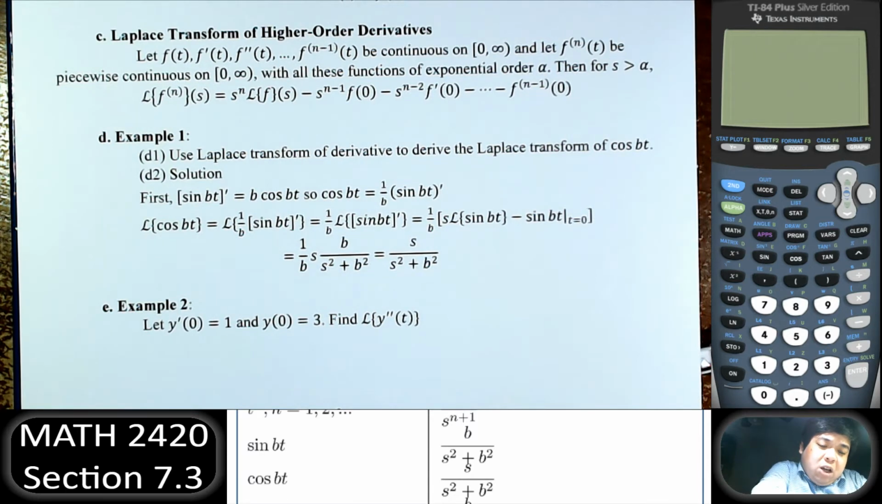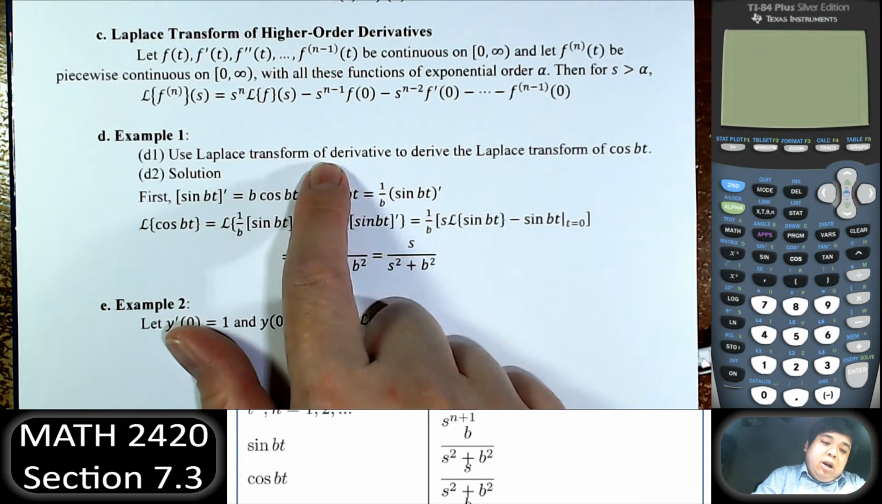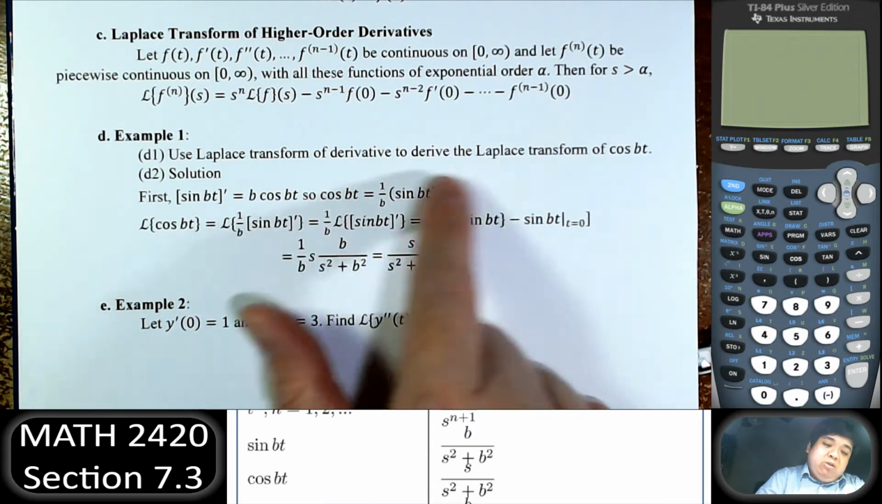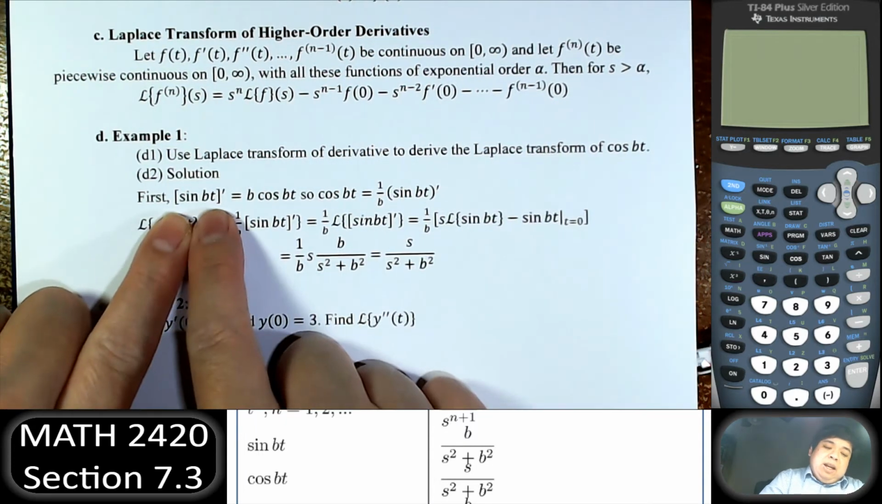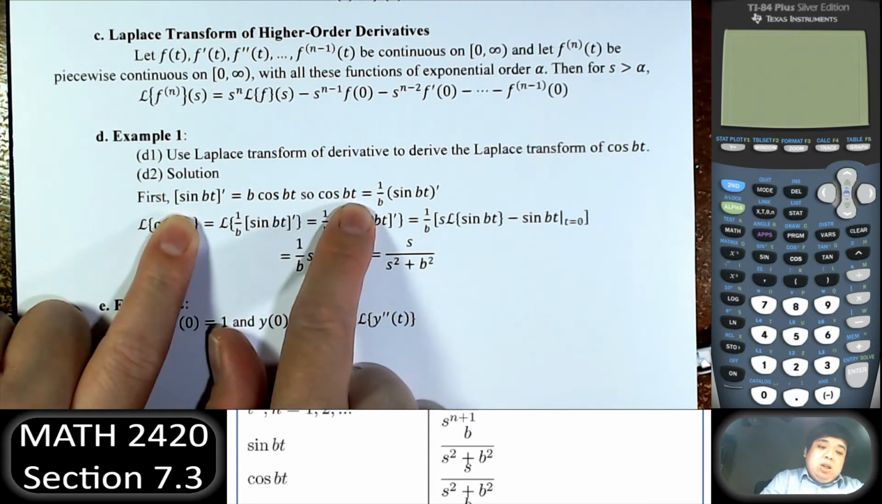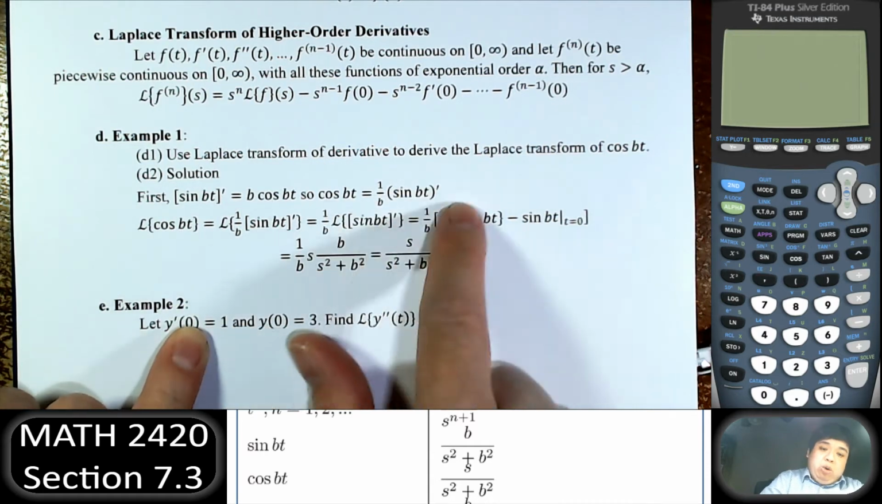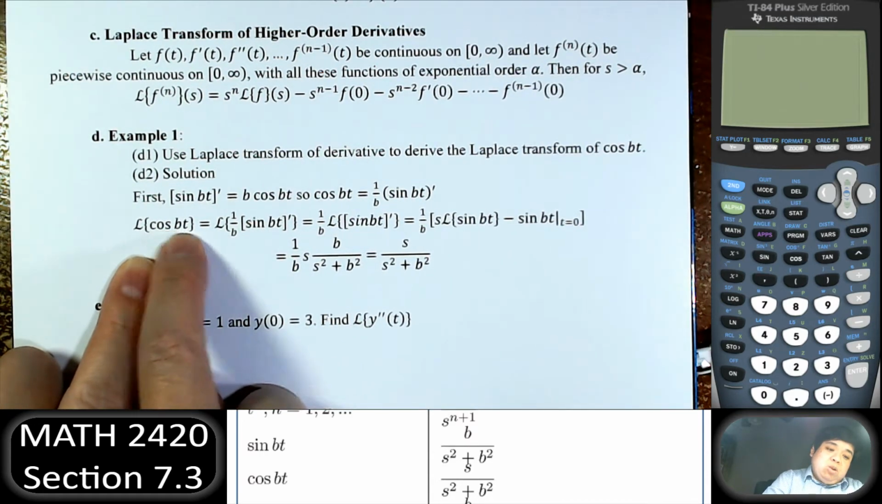Now, use the Laplace transform of the derivative to derive the Laplace transform of cosine bt. The derivative of sine bt is b cosine bt, so cosine bt is 1 over b times the derivative of sine bt. I will replace that into cosine bt.